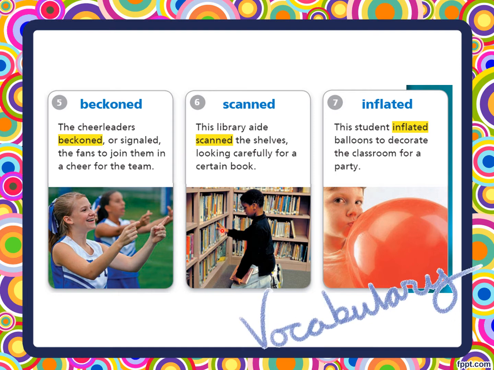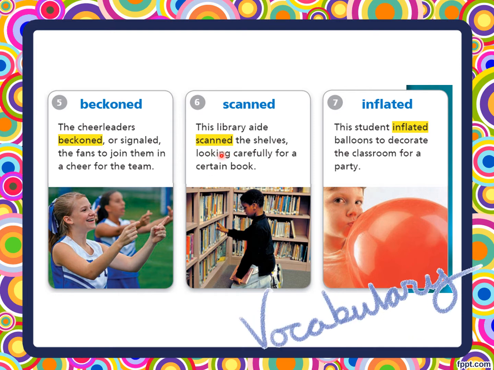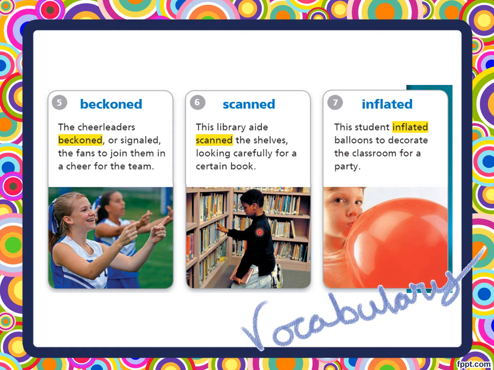So look at him having a go. He's looking for maybe an informational text or a realistic fiction text like the one that we're going to read today. Okay, so what is the meaning of scanned? Yes, it means looking carefully at something or to examine something very closely.